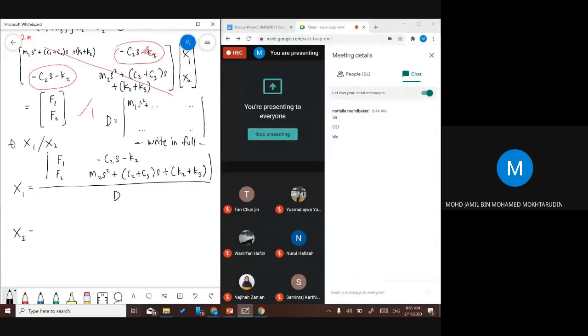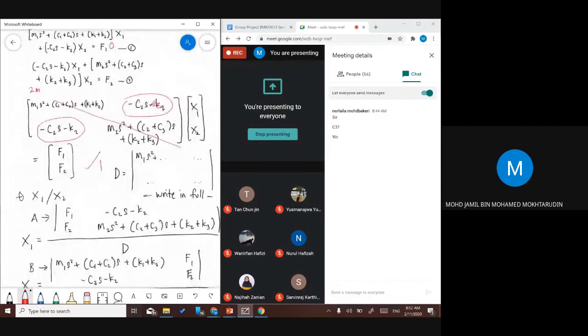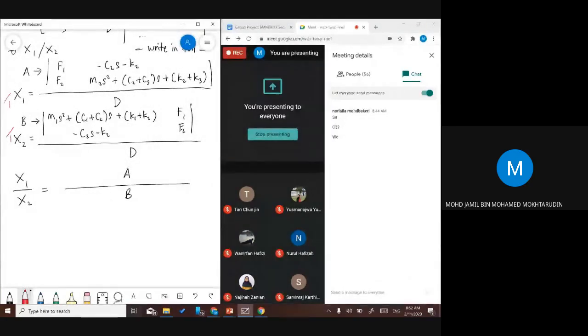Okay, so and then x2, you just substitute f1, f2 on the second column, okay? And then x1 over x2. So basically x1 bahagi x2. So salin balik je lah, okay. Yang atas ni, let's say saya bagi A. Tapi korang tulis in full, okay. Jangan ikut saya. A over B. Okay, tulis in full, jangan ikut saya. So 6, 7. 7 markah. So ni 1 markah, ni 1 markah, ni 1 markah, okay.